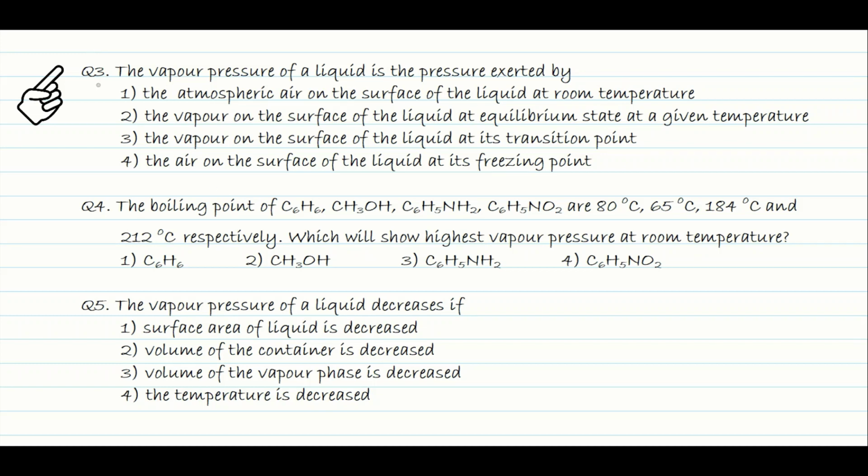Question 3. The vapor pressure of a liquid is the pressure exerted by. See, suppose there is a vessel which contains a liquid. Above the surface of liquid, you can see vapors. When liquid and the vapors reach equilibrium, the quantity of vapor above the surface of liquid remains constant. Then the pressure exerted by the vapor on the surface of liquid is called vapor pressure. So what is vapor pressure? Pressure exerted by the vapor on the surface of liquid at equilibrium state at a given temperature. That is the correct definition of vapor pressure.